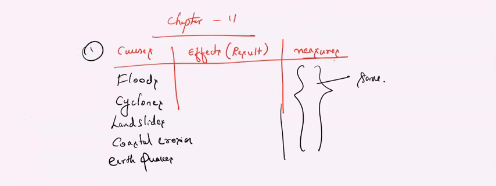And apart from that, make a note of the next question. This is the first question, you have to remember this table. Second question, explain how both natural and human-induced forces cause landslides.